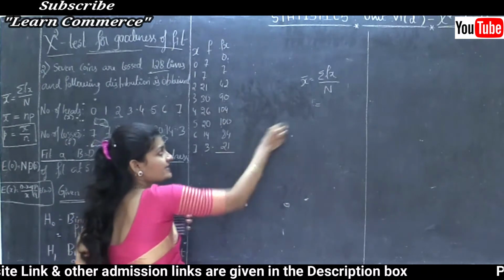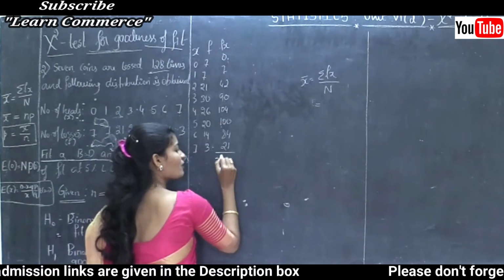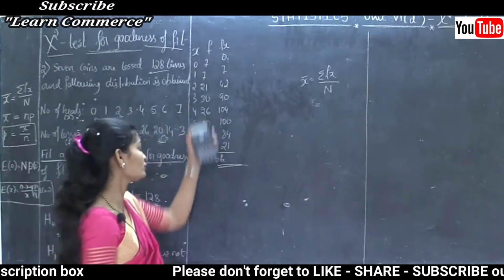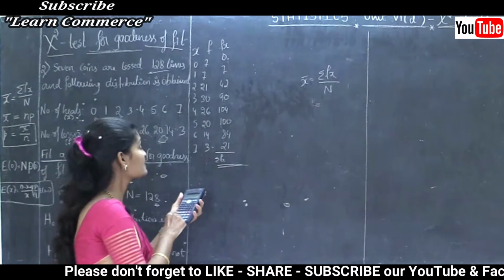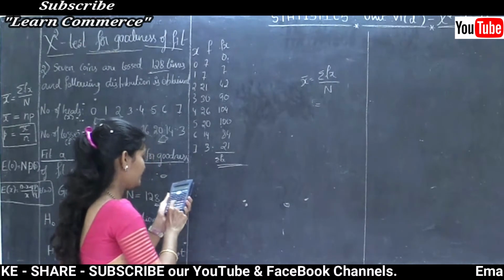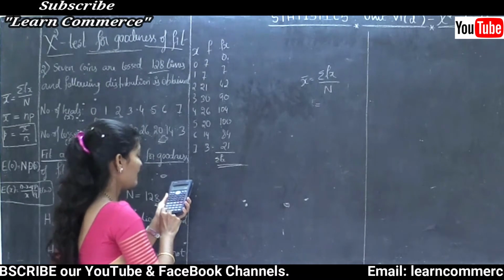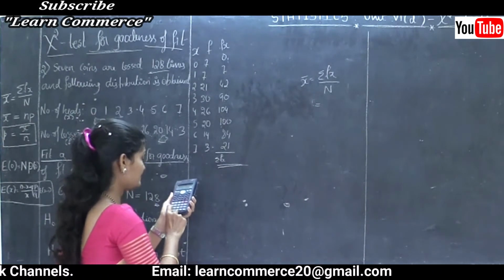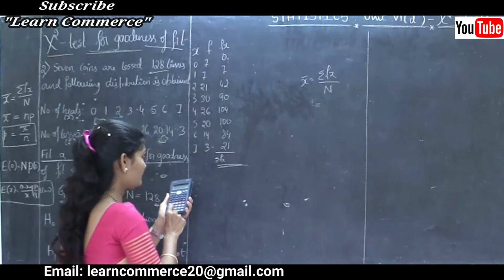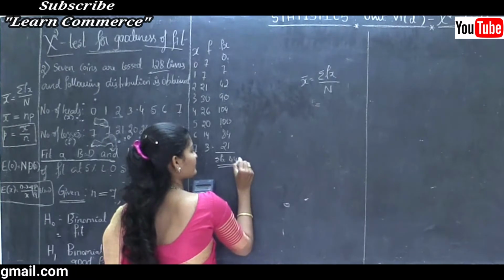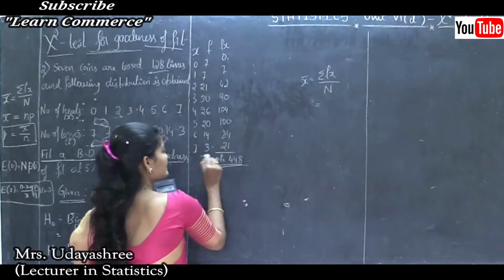So next we need the sum of this observation, sum of f into x. How to find the sum of fx? That is the total of these observations: 7 plus 42 plus 90 plus 104 plus 100 plus 84 plus 21. That observation is 448. And next we need capital letter N.